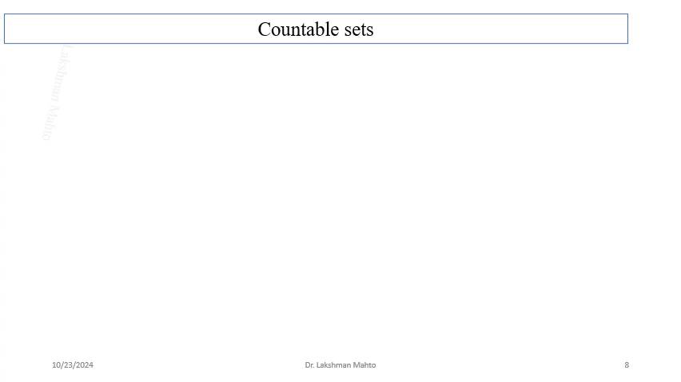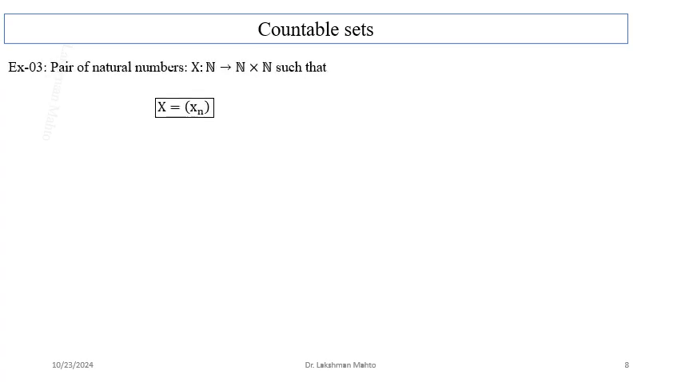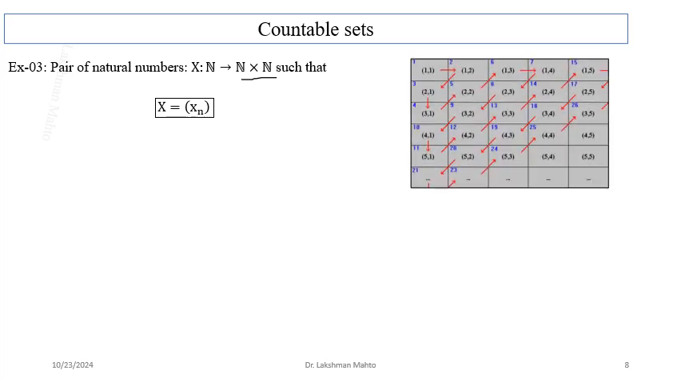Okay. Now, if you talk about N cross N, that means the Cartesian product of two sets of natural numbers. So here again, what is this? It is a countable set. How is it countable? You can see pictorially, like weight wise. 1,1 is mapped to 1, 1,2 is mapped to 2, and you can say that it is going like this way, like here, weight wise.